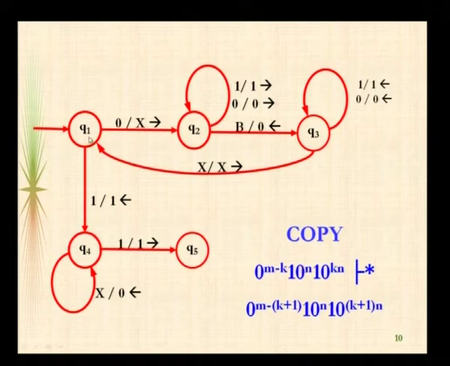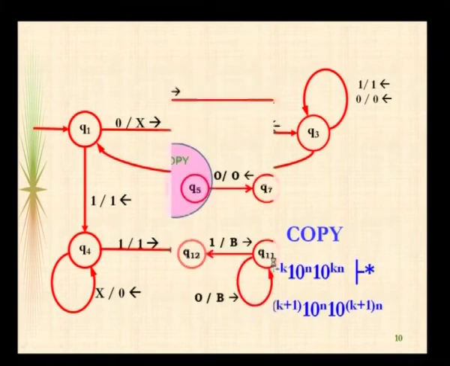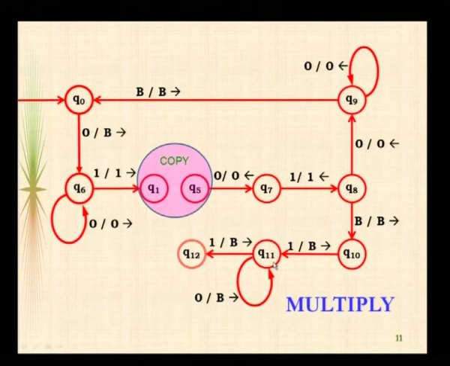So when we see that q1 is the state, that is going to be the entry point for the subroutine. There is a call equivalent to generating a call, and q5 is the state, the return point, from where there is no outgoing transition as far as this copying is concerned. Now let us see how this copy routine is made use of by the multiplication routine.